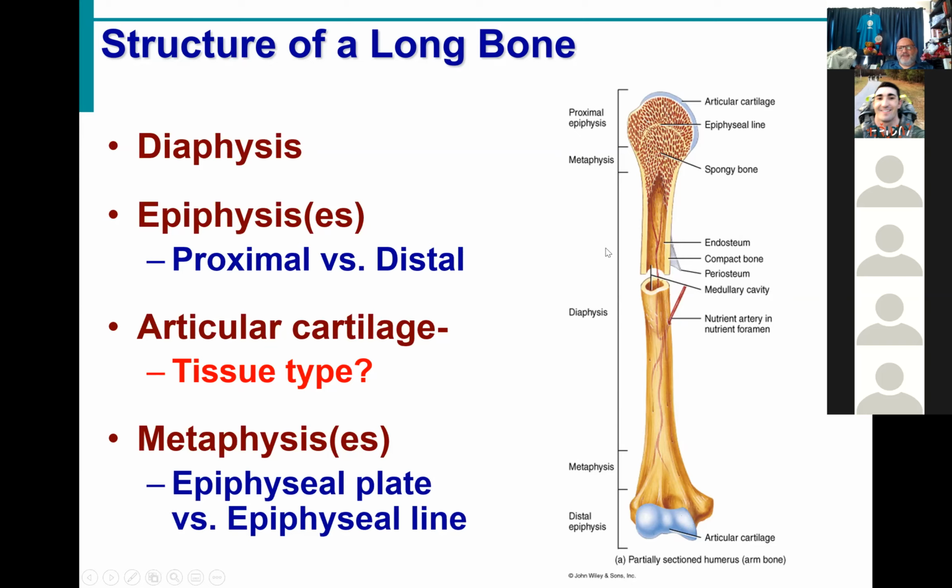And again, in that metaphysis, we're either going to have an epiphyseal plate, a thick piece of hyaline cartilage that allows for growth, or a thin line of compact bone, meaning that growth plate has sealed, and that bone is no longer getting longer.